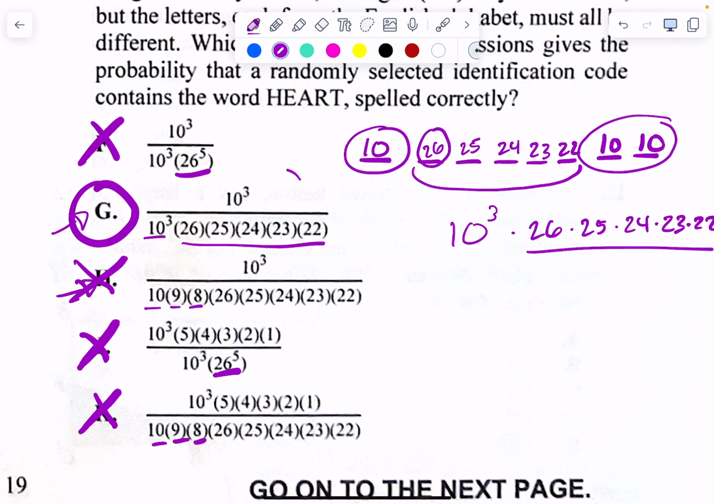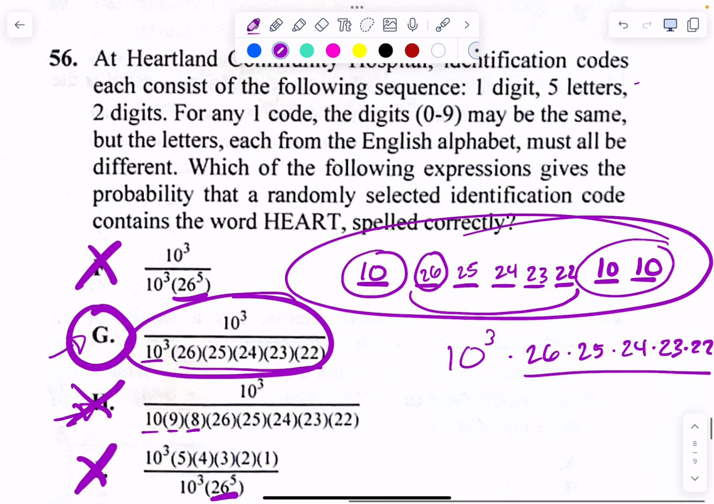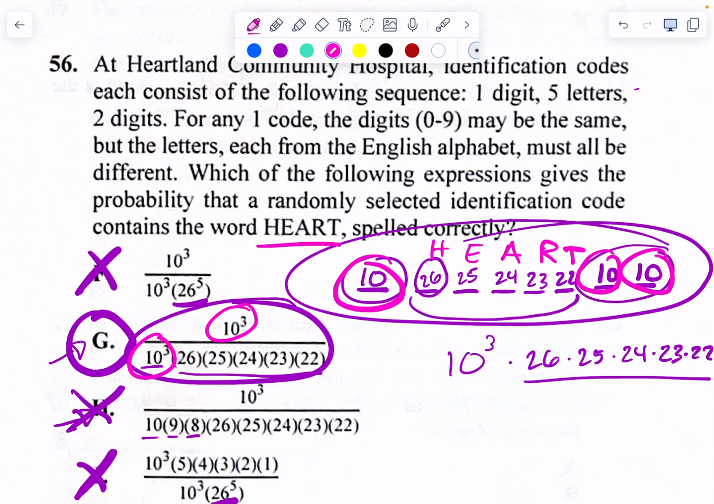So I don't even really know what this thing means, but I know that it's got the pieces or the elements of here that I need. Now, I guess the reason why I have 10 to the 3rd power over 10 to the 3rd power is because we want the word heart in there, so I want this to be H-E-A-R-T. I don't care what these numbers are. So that's why these two would end up canceling with each other. So I have a 1 in this 26, 25, 24, 23, 22 chance of spelling the word heart exactly.